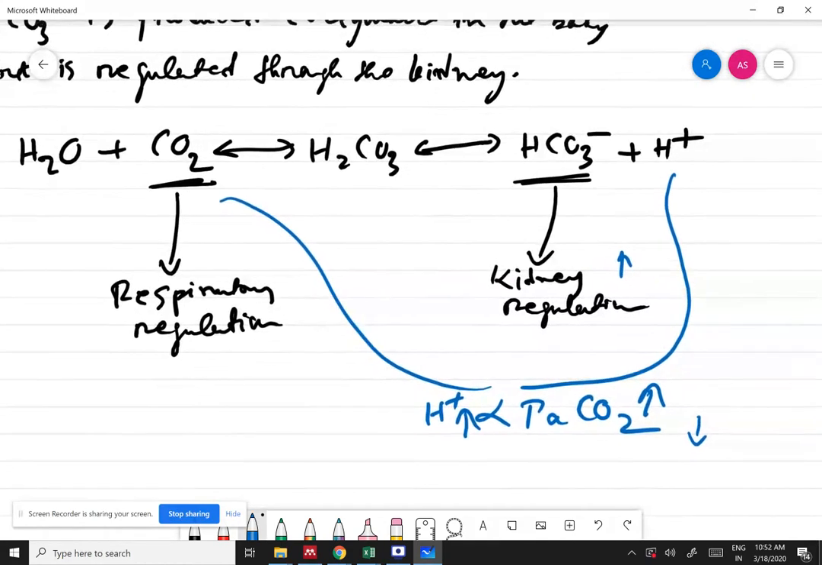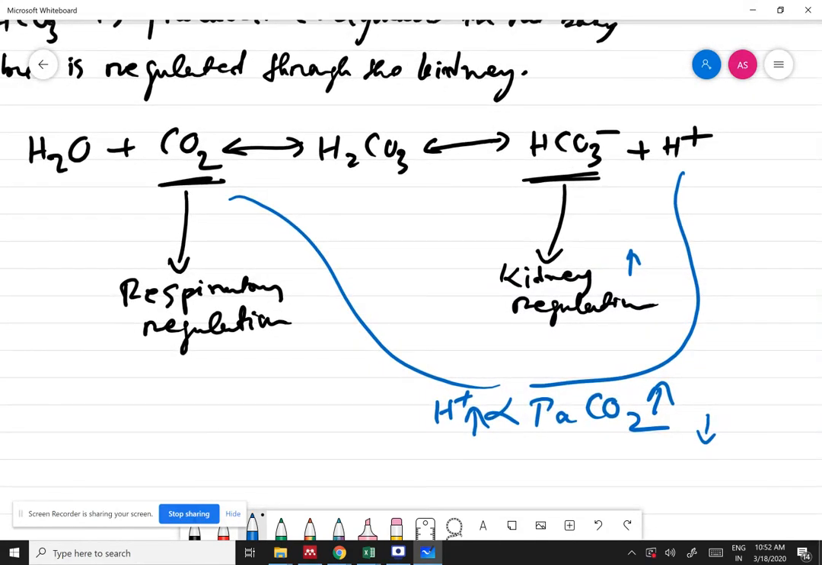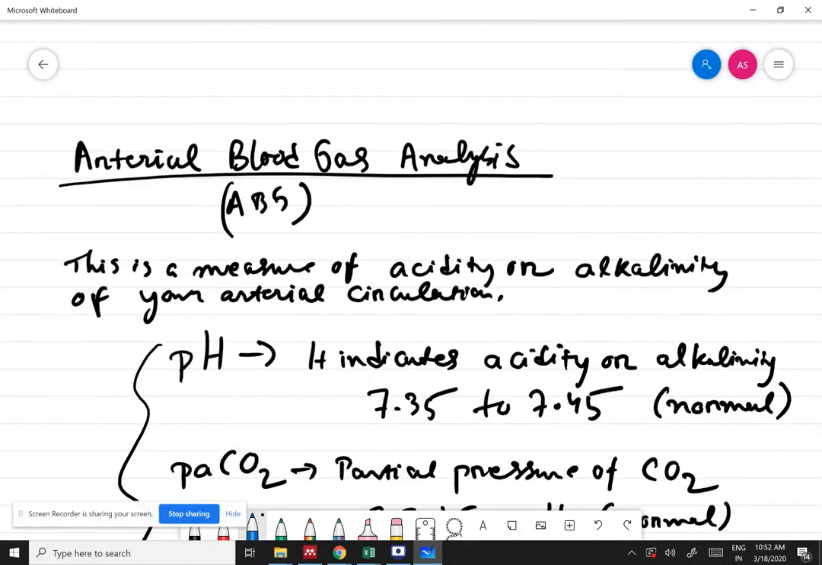So overall, as per this equation, if nothing is expelled out of the body, the body still remains neutral. But the kidney removes some of the HCO3 minus, which makes the overall blood a little acidic. So that's why the blood's pH remains between 7.35 and 7.45.